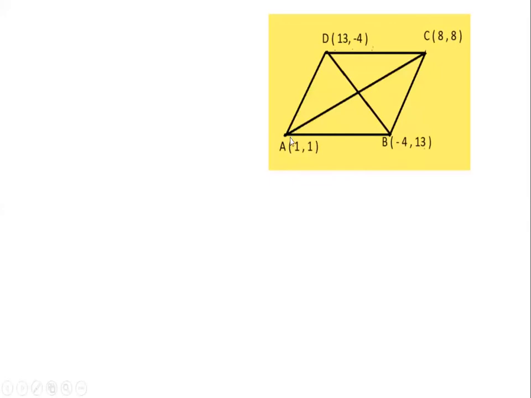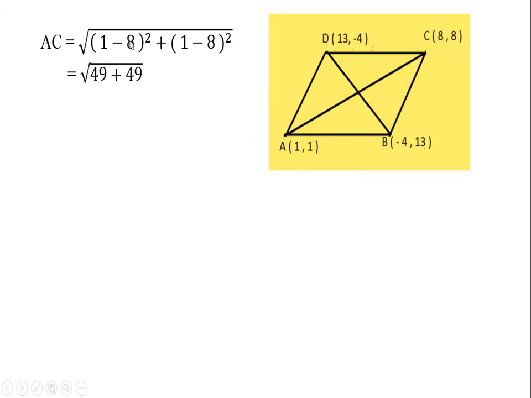Whereas here AC and BD are two diagonals. AC equal to root over (1 minus 8) whole square plus (1 minus 8) whole square, because the coordinate of A is 1 comma 1, coordinate of C is 8 comma 8. 1 minus 8 means minus 7. Minus 7 whole square equal to 49. Here minus 7 whole square equal to 49. That means 2 into 49. Root over 2 into 49 means 7 root 2.